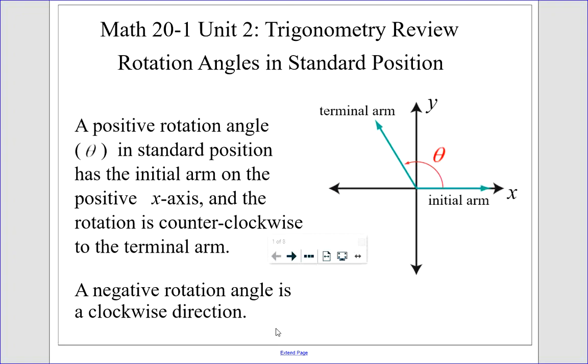So we started off in this unit by talking about rotation angles in what are called standard position. Standard position simply means you take what's called the initial arm, and you make sure that the initial arm is on the positive x-axis. And if the angle is positive, it rotates in a counterclockwise direction. Even though most of the questions that we've done have positive angles, you should be expected on an exam to understand negative angles. And I'll give you an example of that in a second. So a negative angle is a clockwise rotation.